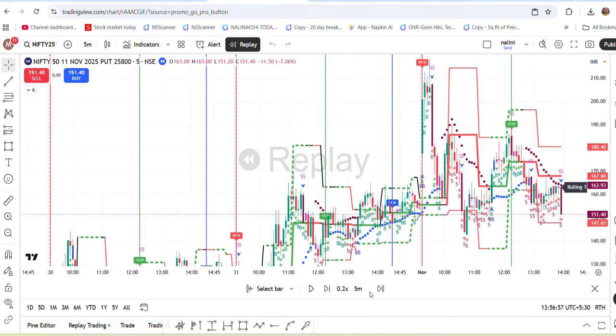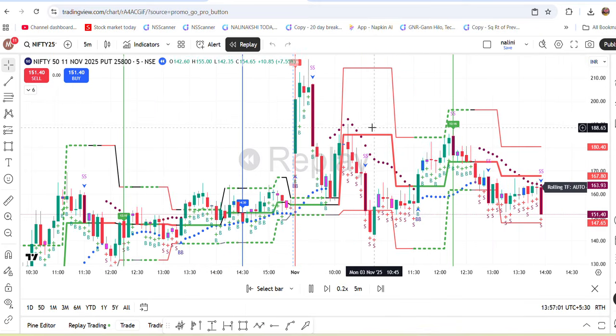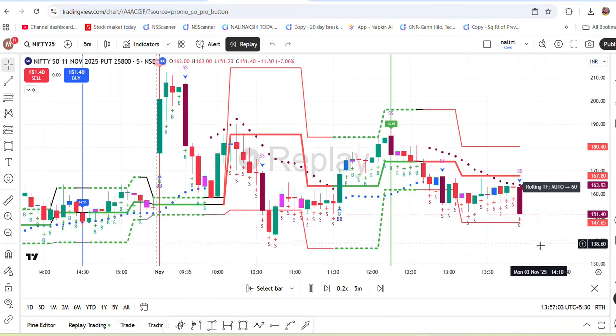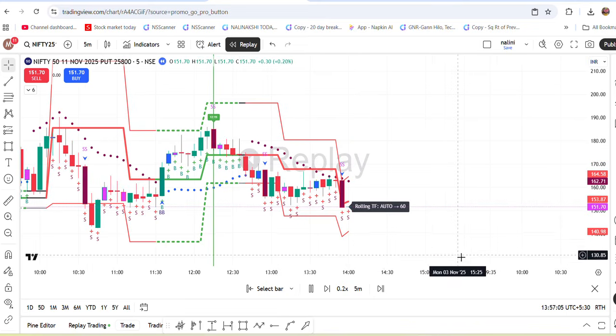See, you can see over here. I'll start from this, the put option. I need to be on the put option. Let me start at the replay button. It is 2 p.m.